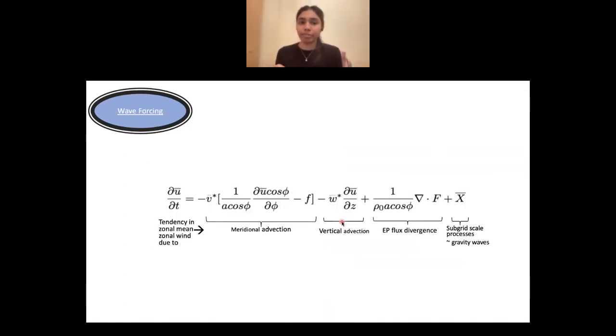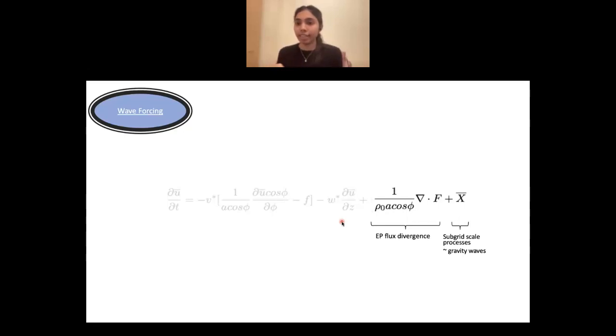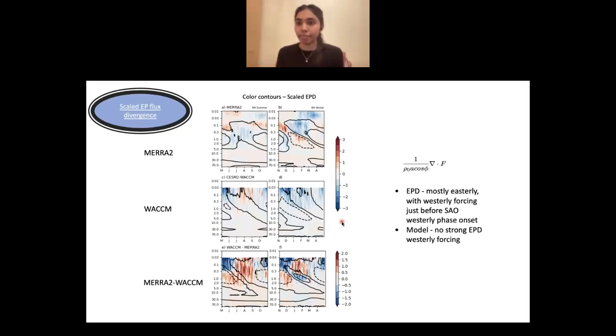So we will now move on to the wave forcing, which is the resolved wave forcing and gravity wave forcing, the last two terms in our equation. For the resolved wave forcing, the colored contours are now the scaled EP flux divergence, which is the term here. And in MERRA2, right before the westerly phase, there is this westerly EP flux divergence happening, and this suggests that resolved waves play a role in transitioning from the easterly to the westerly phase in MERRA2. But if we look at vacuum, we can see that that forcing is completely absent.